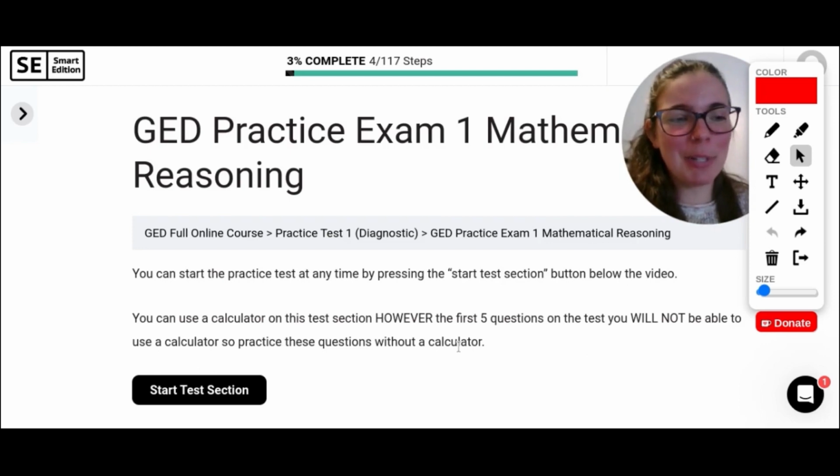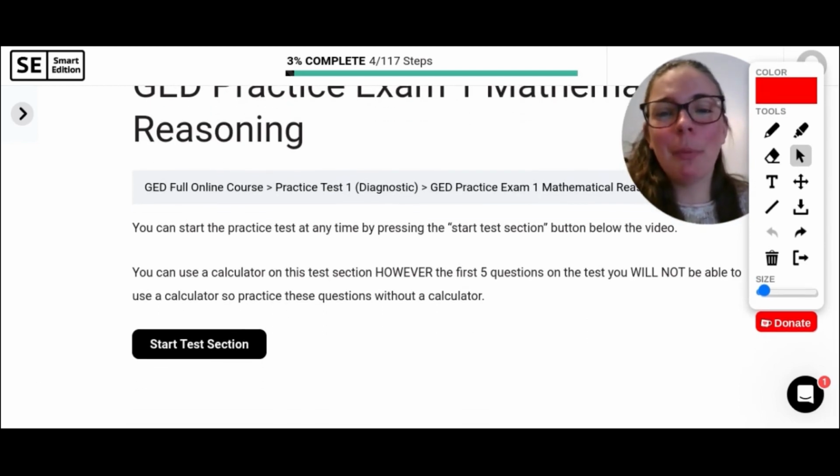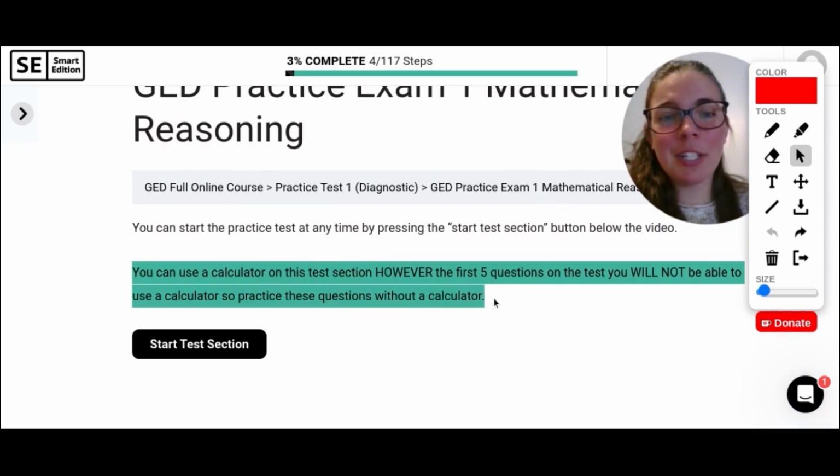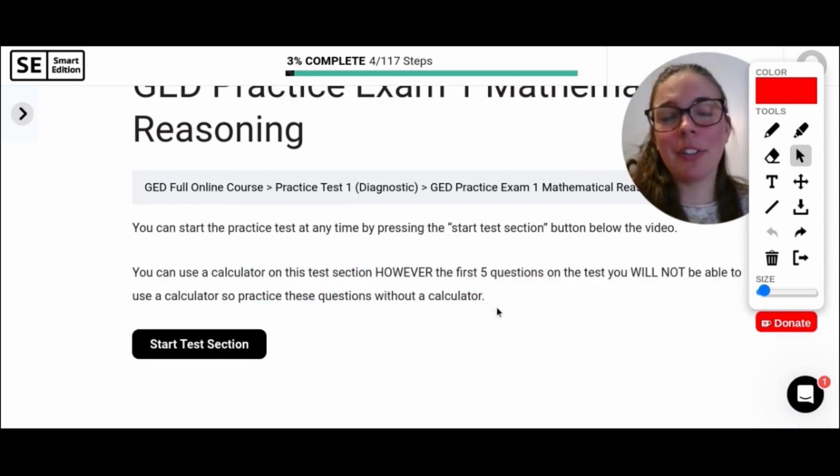Okay, so we are going to jump into this and get started together. One thing I want you to know is the directions here. You can use a calculator on this test section. However, the first 5 questions on the test, you will not be able to use a calculator, so you want to practice these questions without a calculator. When we are doing this test, the first 5 you absolutely cannot use a calculator for. That will reflect what you can expect to see on the math section of the GED. There will be some questions where you can't use a calculator.